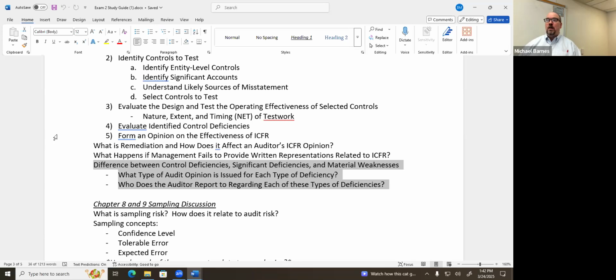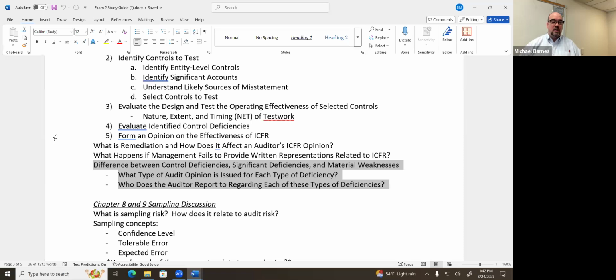Unqualified, okay? If I only have significant deficiencies, what type of opinion do I issue? Unqualified. If I have a material weakness, any material weakness, what do I issue? Adverse. Now keep in mind, this is the audit of internal controls over financial reporting. This is a separate report from the ones that we talked about in chapter 18. We didn't look at examples of those reports, but this is a separate audit.